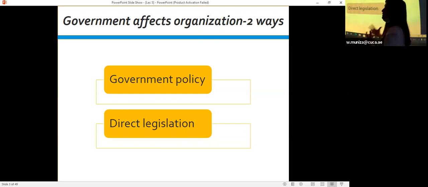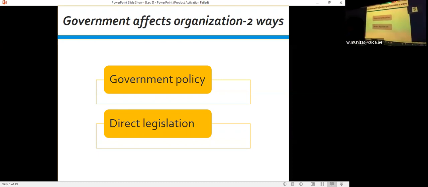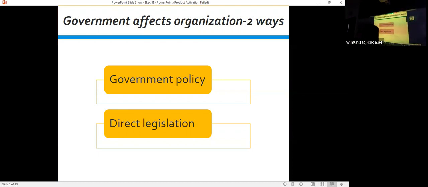So policy is generally for everyone, that this is the policy that everyone has to follow. Whichever type of organization is present, whether in the educational sector, the trading sector or the manufacturing sector, everyone has to follow the government policy. Or on the other hand, the government has the power to make direct legislation for a certain type of industry, for a certain type of institution, or a certain type of sector.